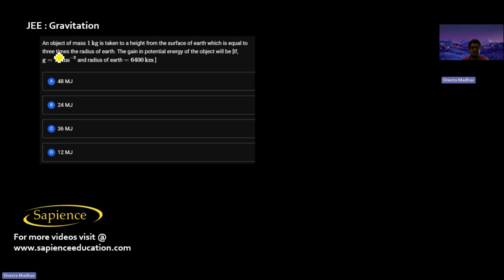Then here it is told that an object of mass 1 kg is taken to a height above the surface of Earth, which is equal to 3 times the radius of the Earth. The gain in potential energy of the object will be, if g is equal to 10 meter per second square and radius of the Earth is 6,400 kilometers. So the gain in potential energy is equal to the final potential energy at that height minus the initial potential energy at the surface.